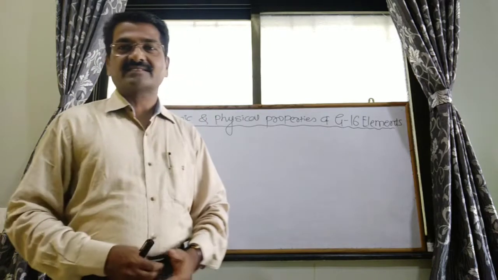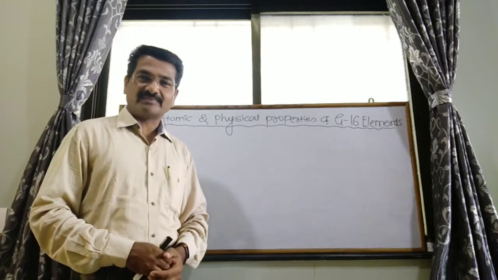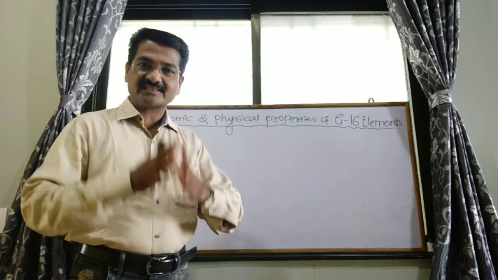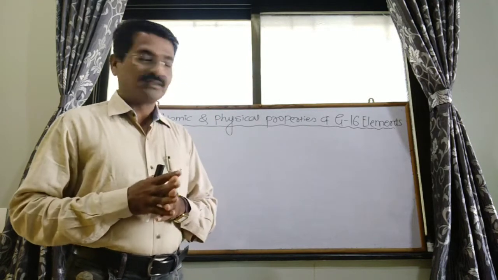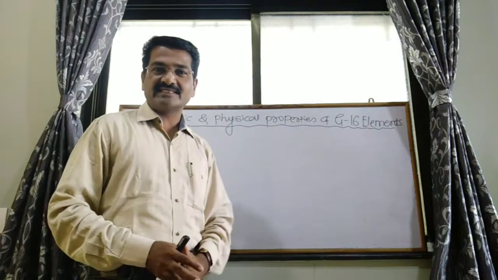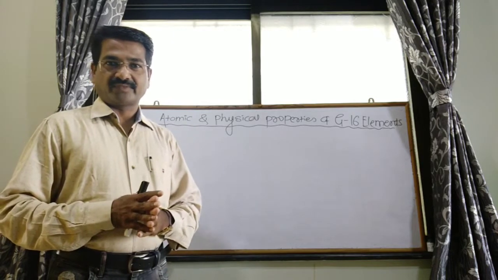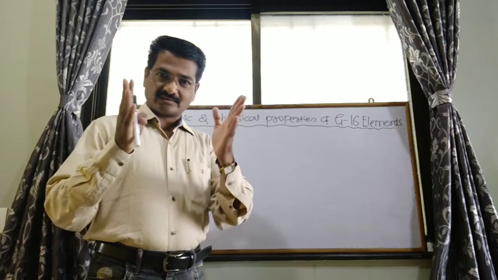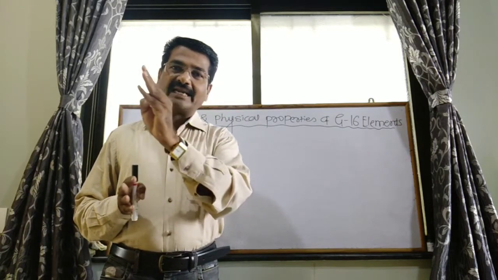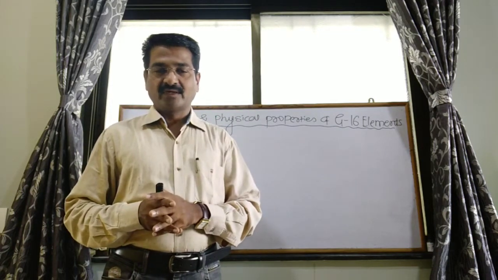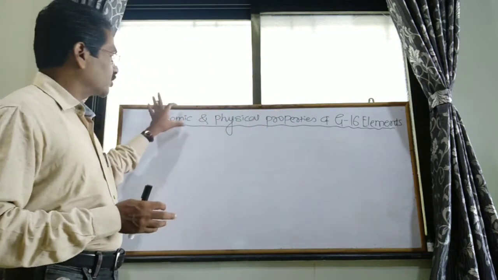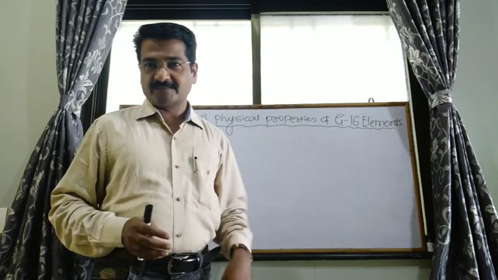In the previous class we discussed the introduction, then the occurrence and electronic configuration of G16 elements. But in this class, we will learn the atomic and physical properties of G16 elements. We are going to study the elements of groups 16, 17 and 18. Out of that, the G16 elements, their atomic and physical properties.